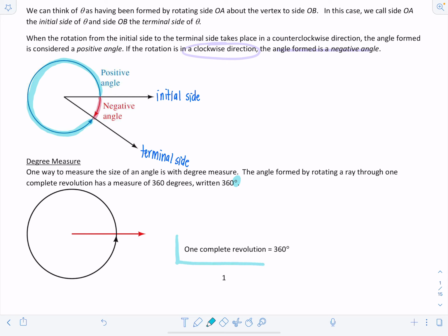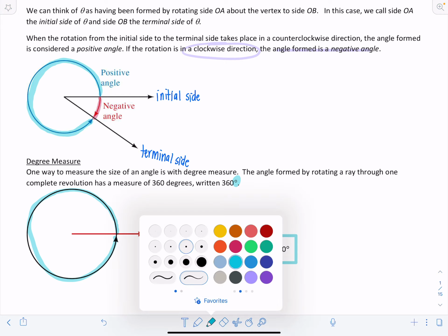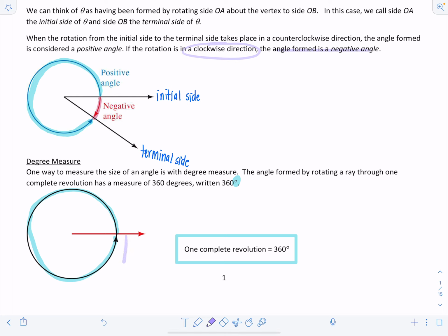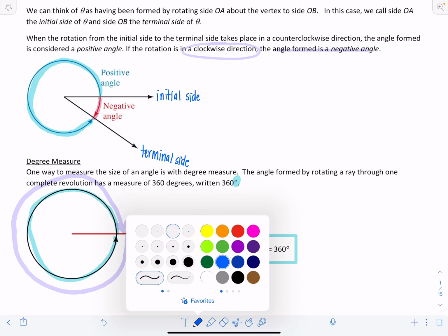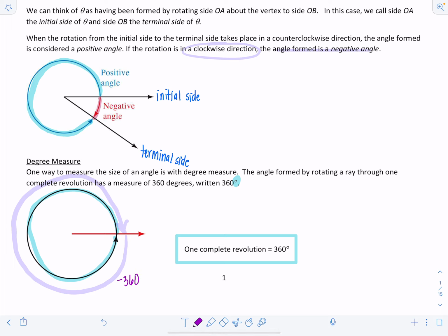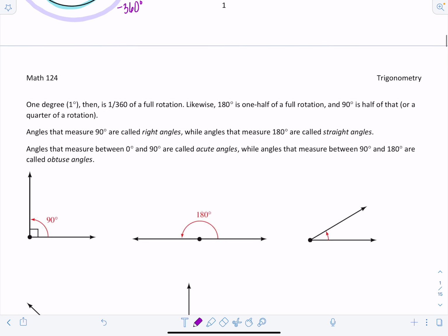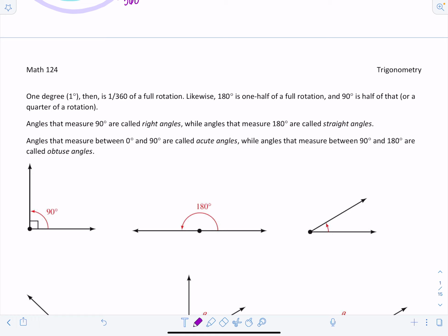Now, one complete revolution, if you spin all the way around and your initial side is the same as the terminal side, so you come all the way back, one complete revolution is 360 degrees. All right, very good. Bonus question. What if I were to go the other way, clockwise? Starting from the initial side and I go all the way around back, terminal side same as the initial side. Reverse direction would be negative 360 degrees. Nice.